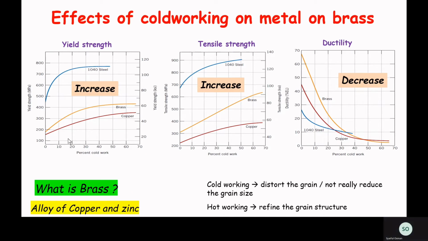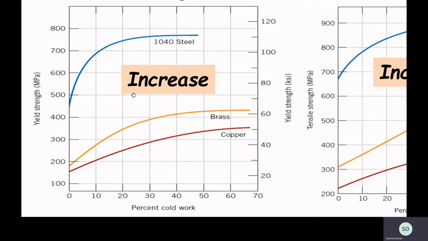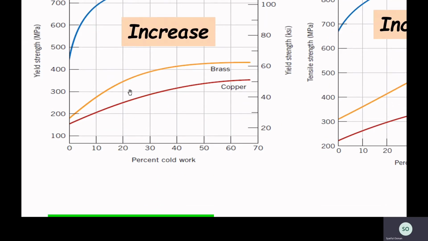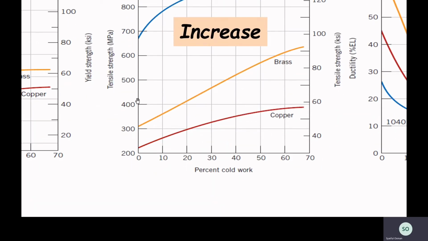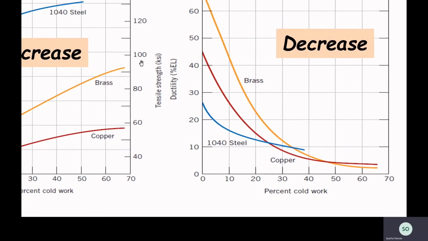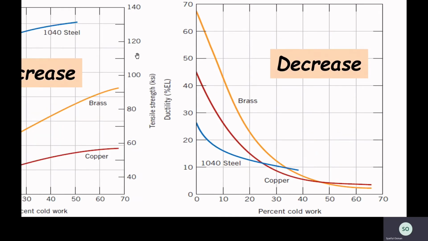Here we can see the effect of cold working on the yield strength, tensile strength, and ductility of brass. You can see that in terms of yield strength, the yield strength increases when the percentage of cold working increases, and the same thing happens for tensile strength. And as we expect, the ductility of the material decreases when we increase the percentage of cold working. This is due to the limitation of movement of dislocations within that material.